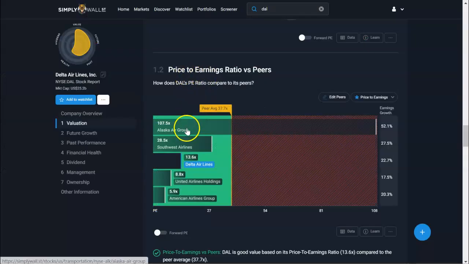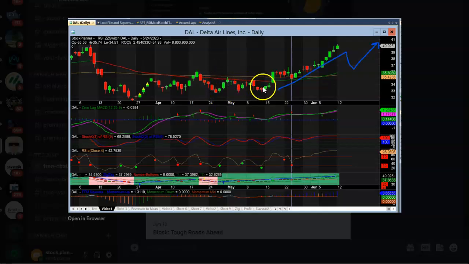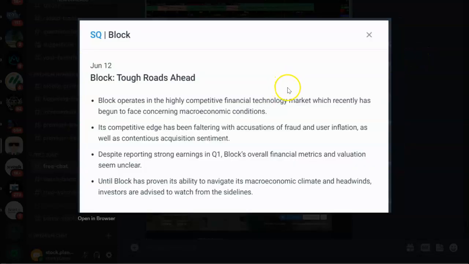According to the PE, there's Alaska Air Group. It's way overvalued. Southwest Airlines. Then you got Delta. And there's American Airlines below here. I trade these two, Delta, American Airlines. The current price, this is where it should be trading. A lot of catching up to do. Undervalued stock. Looking at the chart for Delta, people have recognized that it is an undervalued stock and are buying. I think it's going to pull back a little bit and then go up. I like Delta.